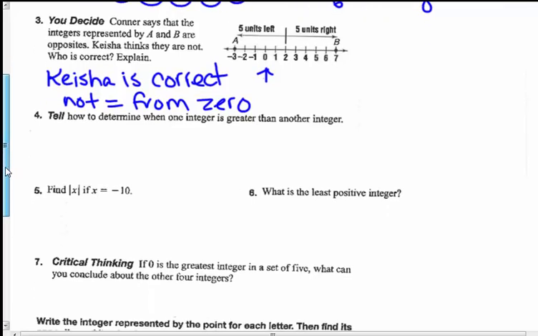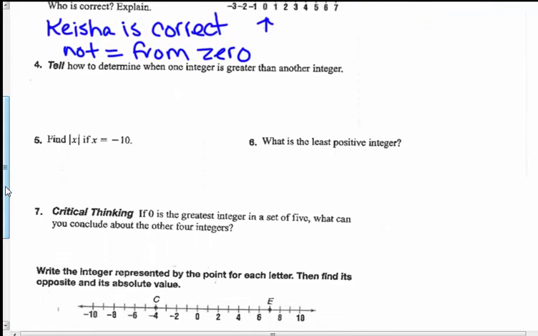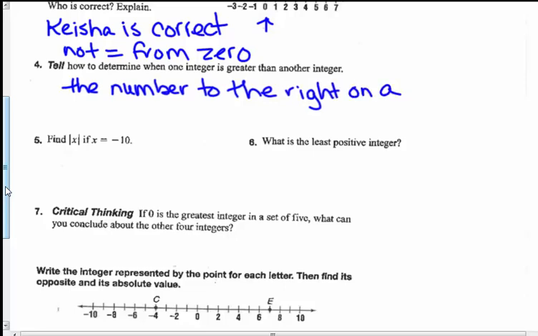Tell how to determine when one integer is greater than another. The number to the right is always going to be larger on a number line. The number to the right on a number line is larger. It's always larger than the one on its left.